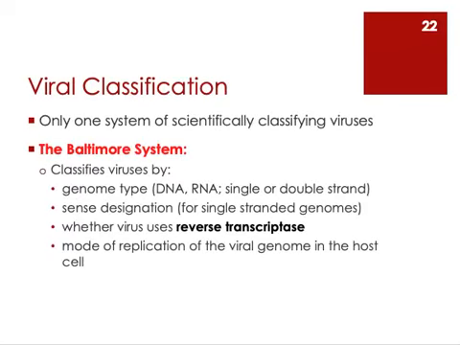Finally, the Baltimore system is going to classify a virus based upon how the host cell replicates the viral genetic material. In other words, what is the name of the process that the host cell uses to make copies of the virus's genetic material? So 4 individual pieces of information go into the classification using the Baltimore system.